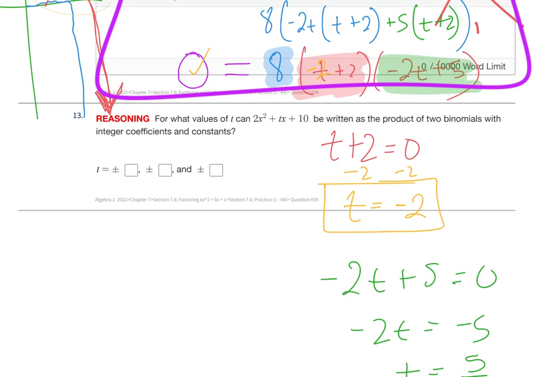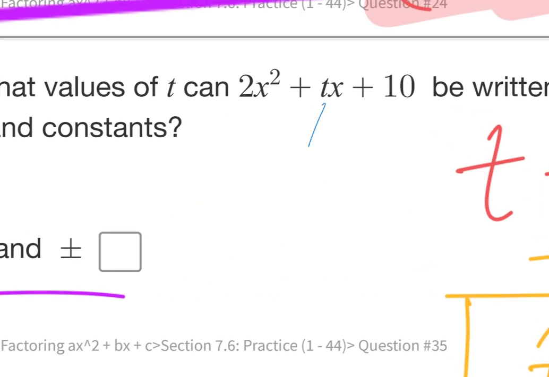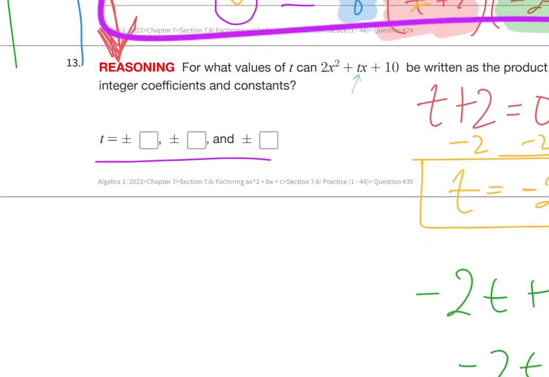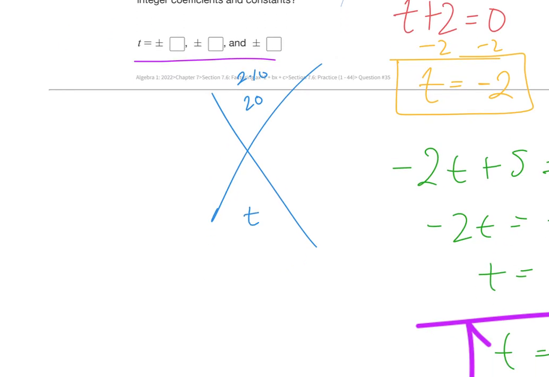Next, number 13. I realize I've written all over, but I don't care. For what values of t can that thing be written as the product of two binomials with integer coefficients and constants? Let's see. This is throwing me a little bit, but let's just solve it. Oh, t. Gotcha. Okay, so here we go. We've got this thing, and a times c, a times c, so we got 20. And we want to equal t.